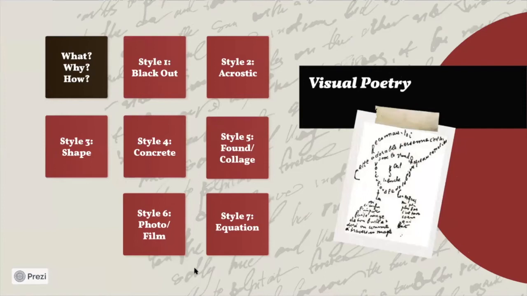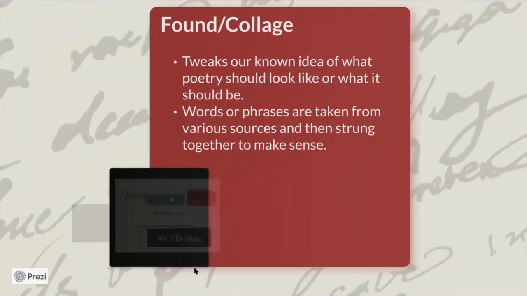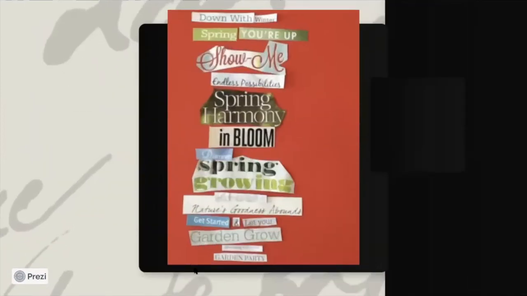Found and collage poem is another type of visual poem, and basically it tweaks our known idea of what poetry should look like and what it can be. Words and phrases or letters are strung together from various sources to make a poem. So it's also sometimes considered kind of like a ransom letter kind of poem, where you take words from different places, magazines, newspapers, articles, brochures, books, and put them together to create a poem.